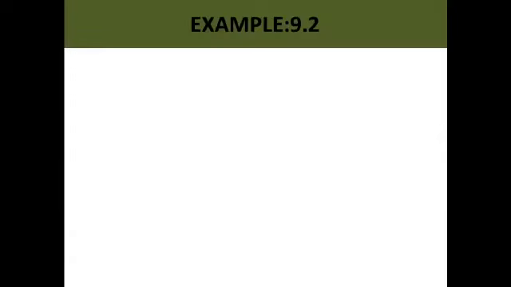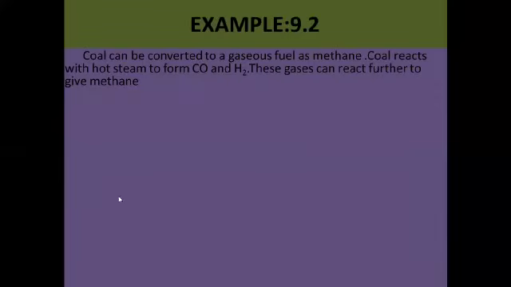Example 9.2: coal can be converted to a gaseous fuel, methane. Methane, you know, is the main component of natural gas, and it can also be formed from coal. Coal reacts with hot steam to form carbon monoxide and hydrogen, and then these gases can react further to give methane. It means methane production takes place in 2 steps.